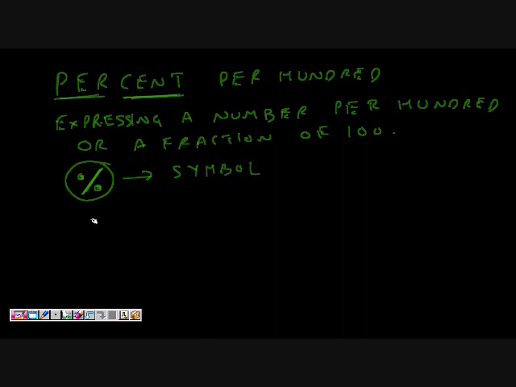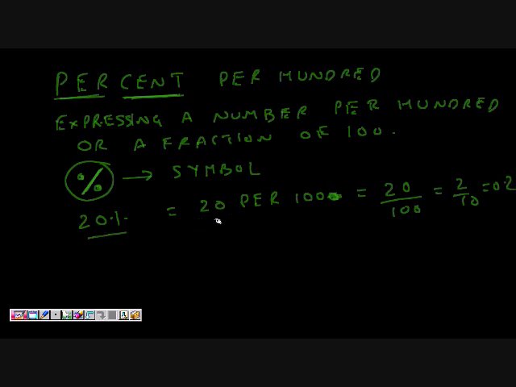So when we say 20%, we can express it as 20 per 100, which is equivalent to 20 divided by 100, or the same as 2 divided by 10, or 0.2. So all these terms are one and the same. 20% is 20 per 100, or 20 divided by 100, 2 by 10, or 0.2.